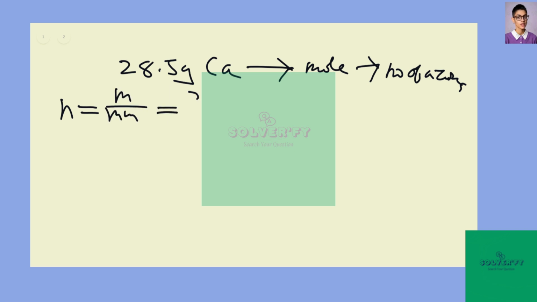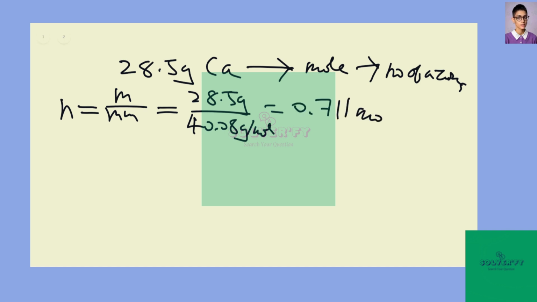So we have our mass of 28.5 grams, and our molar mass for calcium is 40.08 grams per mole. Then we use our calculator to find the number of moles, and it equals 0.711 moles. So we have that number of moles of calcium. How about the actual number of calcium atoms? Again, you just need to take our number of moles times our Avogadro number.